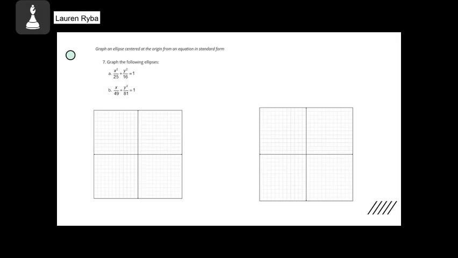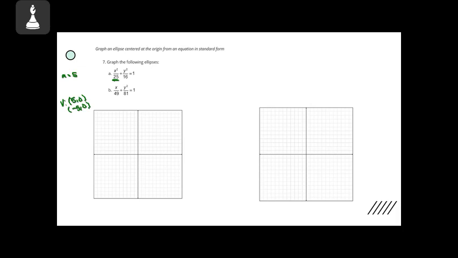Now that we know how to get the vertices and the foci from our equation, we're going to go to the last step and graph. Looking at the first one, we have x squared over 25 plus y squared over 16 equals 1. The larger number is under the x term. So our vertices are going to be on the x. That means a is 5. So that's going to be 5, 0, and -5, 0.